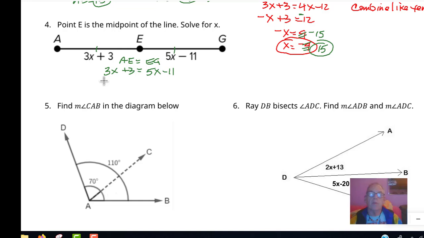Take 5x away from both sides, minus 2x plus 3 equals minus 11. Take away 3 from both sides, minus 2x equals negative 14. And divide both sides by negative 2, x equals 7. So all we had to do on this one was find out that x is equal to 7. If we did need to know the length, 3 times 7 plus 3 is 24. That's a check. 5 times 7 is 35. Take away 11 also gives us 24.